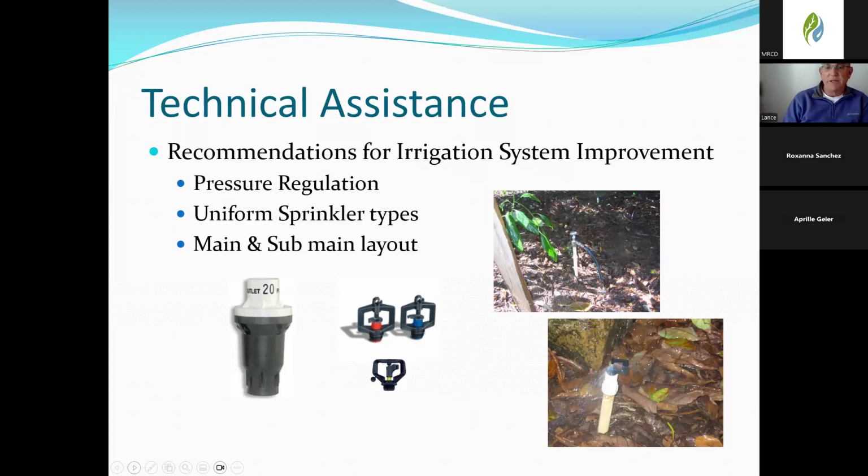Sometimes our main and sub-main layouts don't match. The worst case I ever saw was a 9-acre grove, had a 2-inch meter. The pipe started 2 inches at the bottom. It was a fairly steep grove, probably a 25% slope. By the time we got to the top of the grove, the pipe had been reduced all the way down to 1 inch.